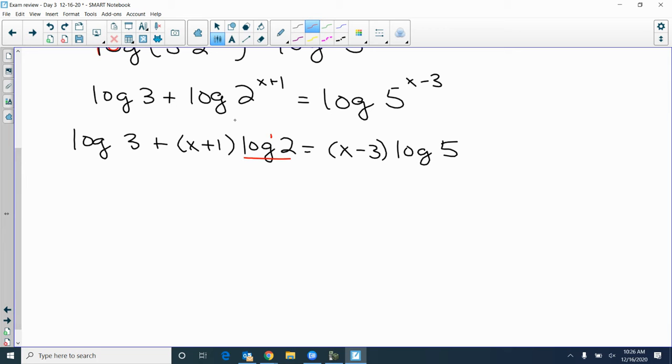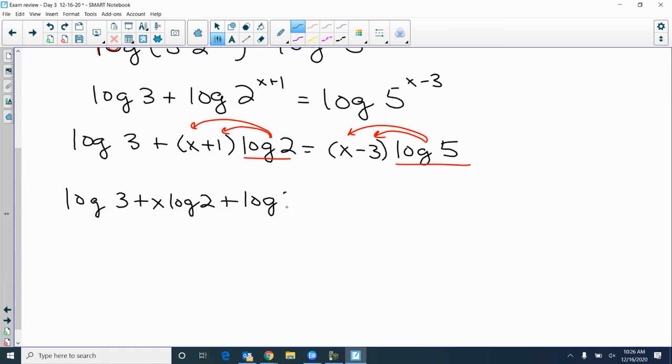Log of 2 is a constant. That will distribute in here. Log of 5 is a constant. That's not a base. Because when you get the log base 2 of something, you can't distribute that. When you just have the log of 2, that can be distributed. So now I got log of 3 plus x times log of 2 plus log of 2 equals x log of 5 minus 3 log of 5. I get every term with an x on one side, get every term without an x on the other. I'll do that here in a second.